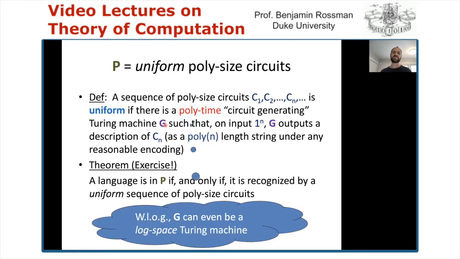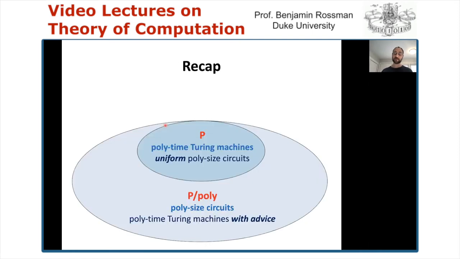Just to mention that there are even weaker notions of uniformity which lead to an equivalent definition of P. You can even take G to be a log space Turing machine. This is known as log space uniformity. To recap, we've now seen definitions of both P and P/poly in terms of Turing machines and circuits. And we've seen that P is a subclass of P/poly.